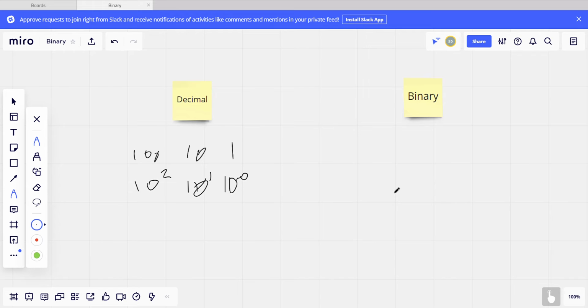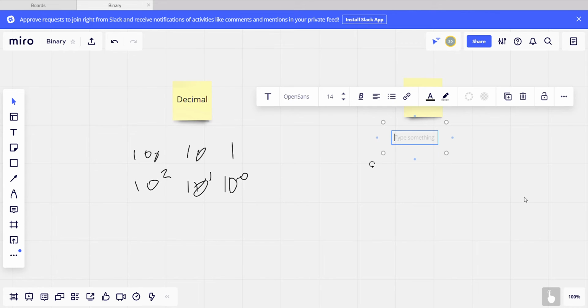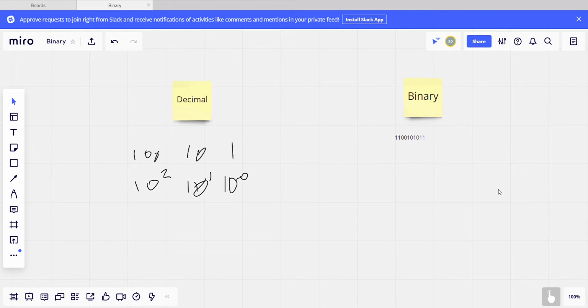Now, binary is the exact same, except we have it in powers of 2. As you may or may not know, binary is written as zeros and ones. So a number in binary might be 1, 1, 0, 0, 1, 0, 1, 0, 1, 1, or something like that. Now that would be a pretty massive number in binary, but the way it works is it's in powers of 2 instead of powers of 10. So we can just substitute that.